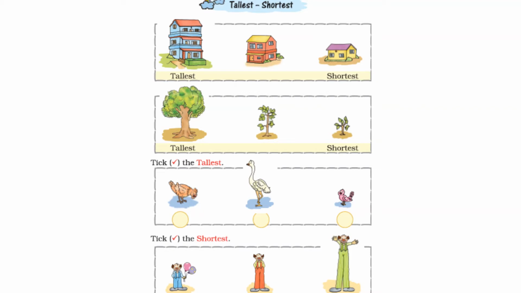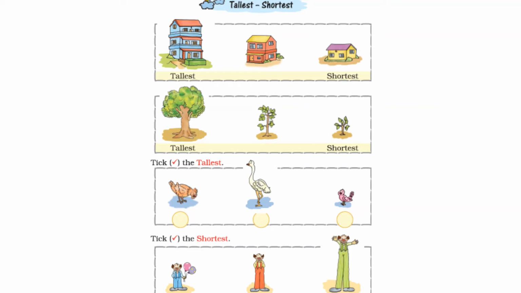When you are going to compare more than two things at a time, you use EST. Tallest, shortest. Three types of homes they have shown. The tallest one, the left one, is the tallest. And the shortest, the most right one, is shortest, and the middle one is moderate.